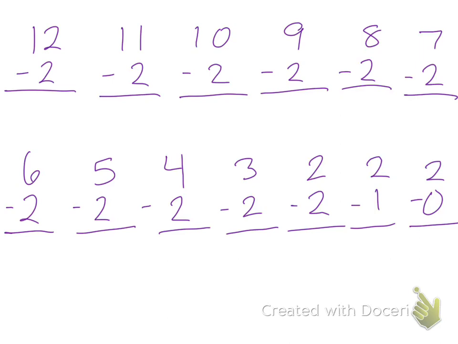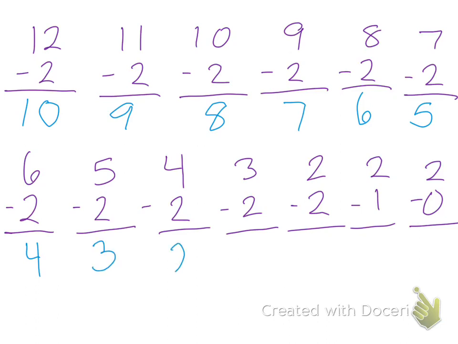Okay? So we can also write the subtraction problems in this way. So let's just go over them really quick, and these are things you can practice at home. So 12 minus 2 equals 10. 11 minus 2 is 9. 10 minus 2 is 8. 9 minus 2 is 7. 8 minus 2 is 6. 7 minus 2 is 5.